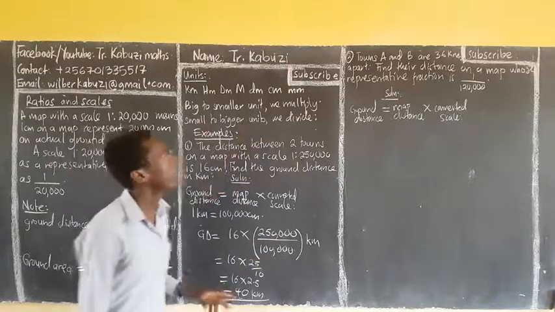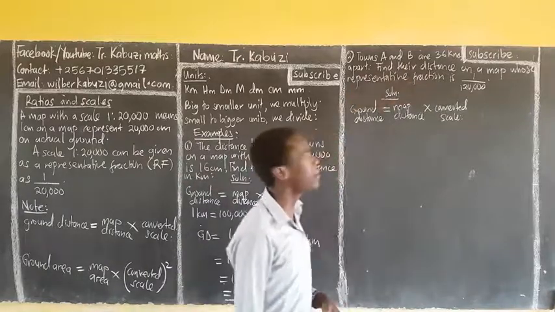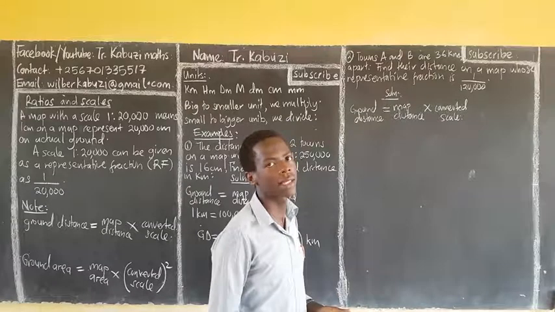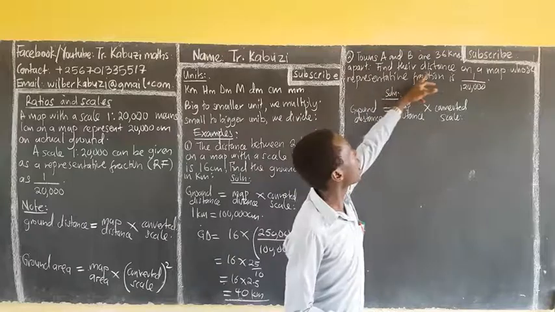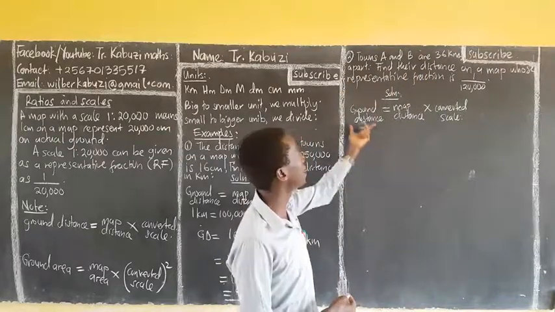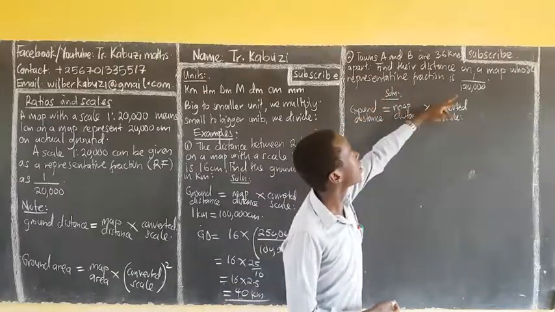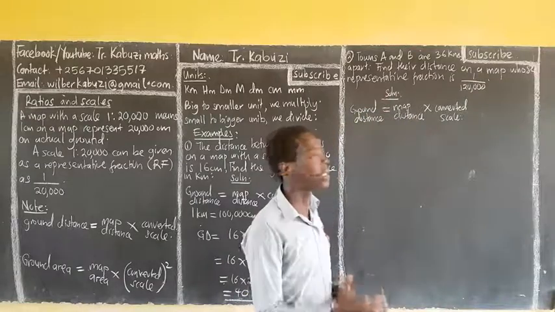Then I come to this one. They are giving me that towns A and B are 36 kilometers apart. Whenever I say 36 kilometers, of course you can't have a map of 36 kilometers, so that means we are on the ground now. So I have the ground distance. Find their distance on a map whose representative fraction, as we said, you can give the scale as a representative fraction.